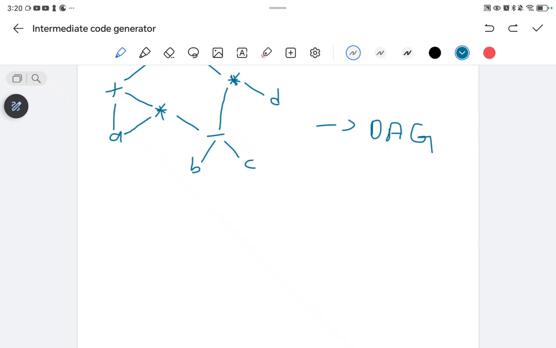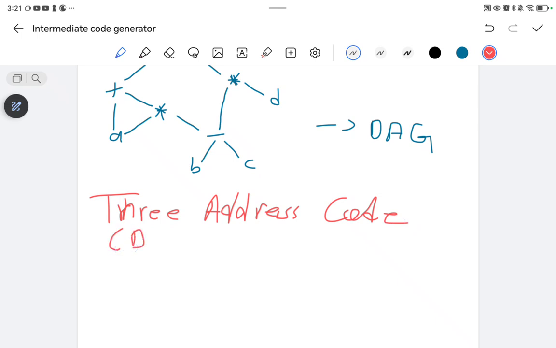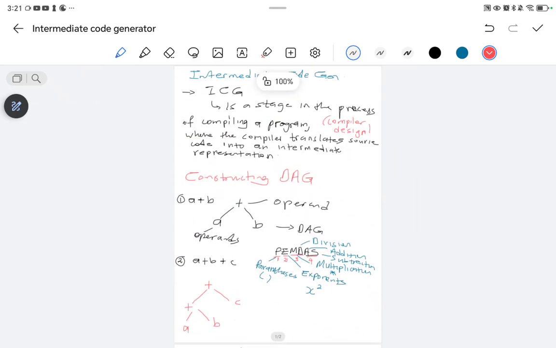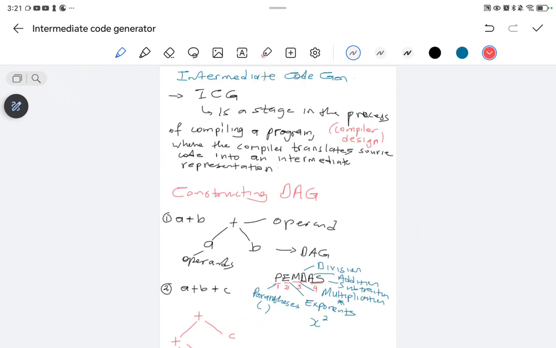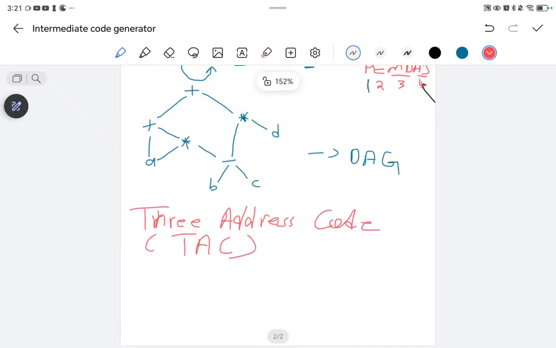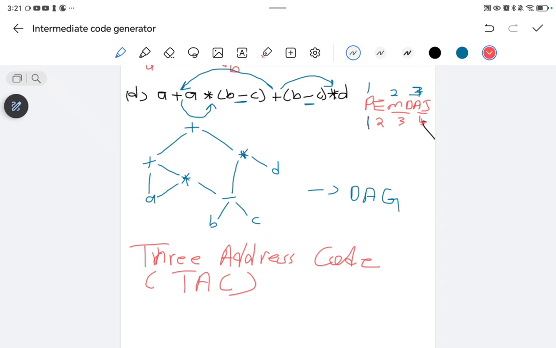So now we come to the 3 address code, which is called TAC. After DAG we come to TAC. That one I just called constructing DAG. Now we're going to 3 address code. So now when we come to the 3 address code, we need to understand what is happening here. What is this representing?